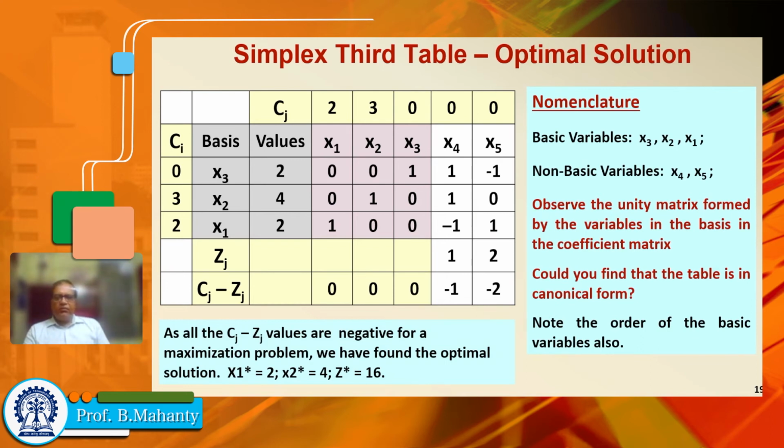in a maximization problem. In a minimization problem, the stopping criterion is that all the Cj minus Zj values should be positive. But we shall discuss the minimization problem later in much more detail. So as all the Cj minus Zj values are negative for a maximization problem, the optimal solution is obtained. This is how these kinds of problems are solved by the simplex algorithm.